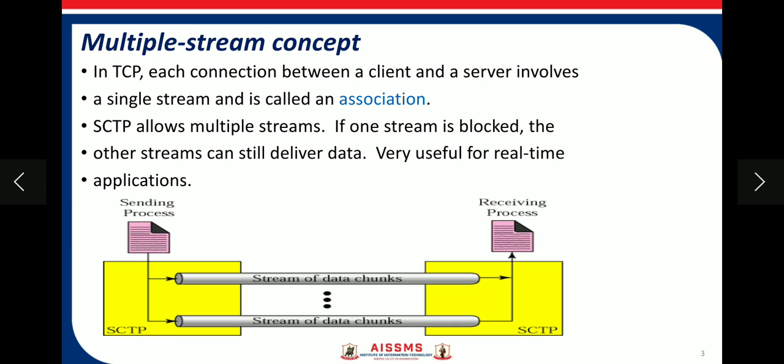Association means making the connection. In SCTP terminology, if one of the streams is blocked, the other streams can still deliver their data. So it is a very useful protocol for real-time applications. See in the diagram that it has multiple streams.